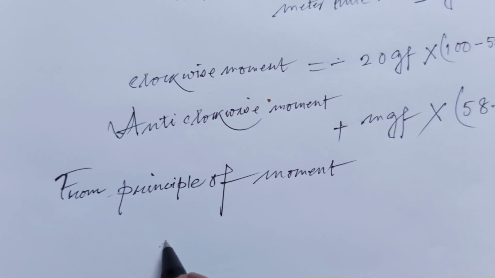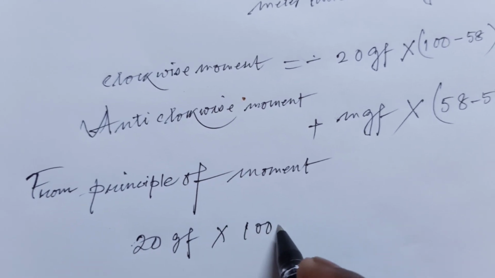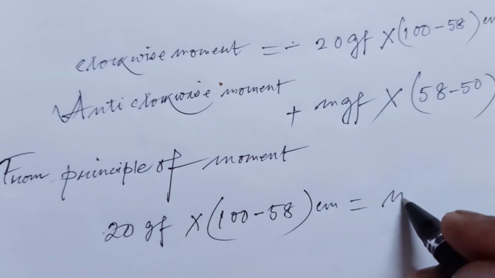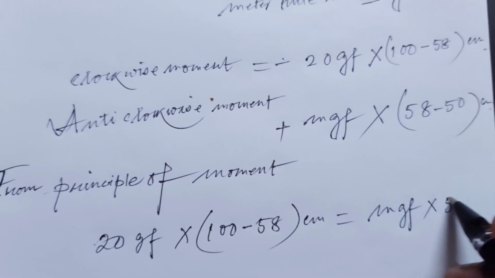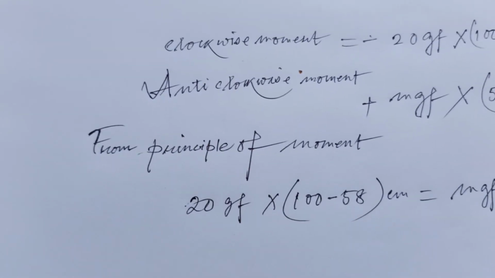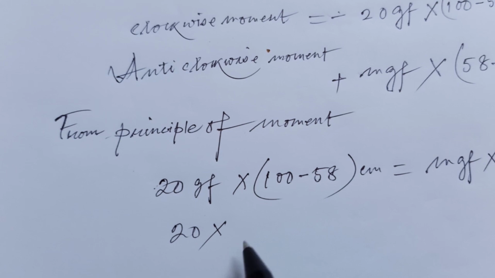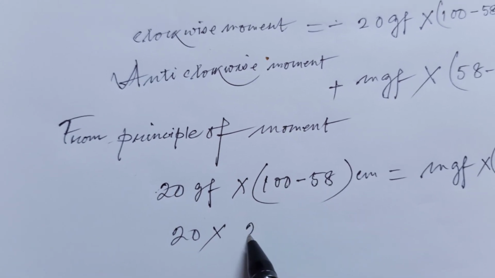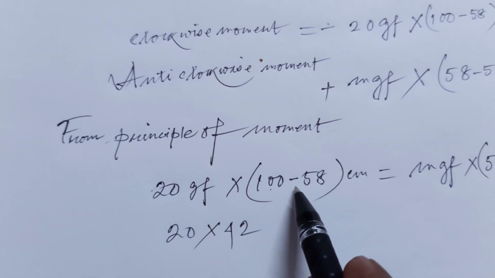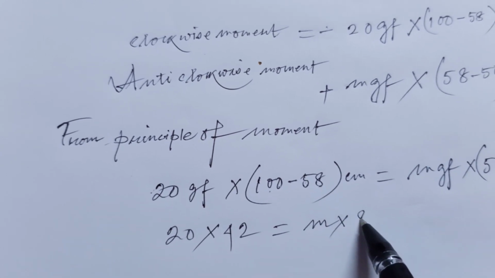the clockwise moment, that is 20 gram force into 100 minus 58 centimeter, is equal to m gram force into 58 minus 50 centimeter. So 20 into 100 minus 58, which is 42. Then this is equal to m into 58 minus 50, that is 8.